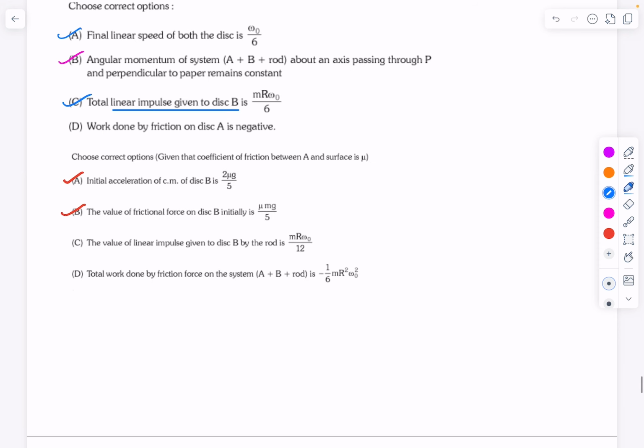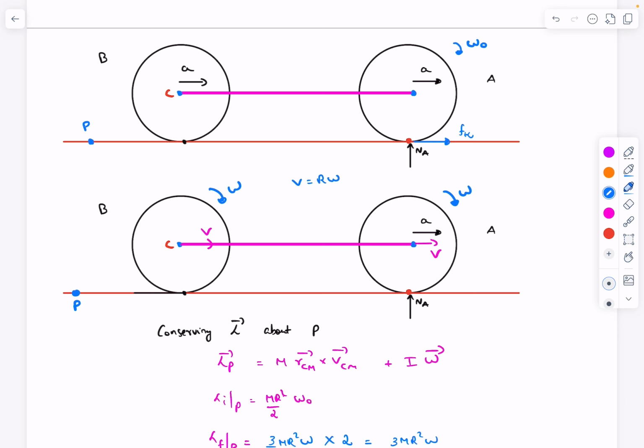Now in option D, they're asking whether the work done by friction on the disk A is negative. Okay, so here this question can be answered directly, but you have to be a bit careful because if you observe, the center of mass will start moving towards the right. So we may think that Fk is acting in the rightward direction and the center of mass is moving in the rightward direction. So the work of Fk on this disk A is positive, which is actually wrong.